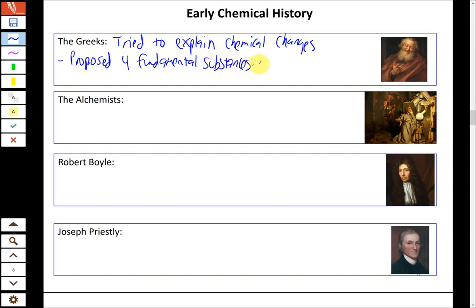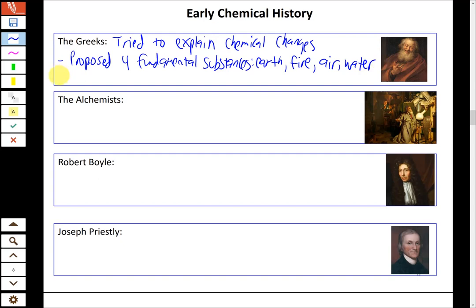So they were earth, fire, air, and water. This is very similar to Captain Planet. Does anybody know Captain Planet? Okay, one person. I always reveal how old I am when I say that. It was a popular cartoon back in the day where they had earth, fire, wind, water, and heart, I believe it was. They were a little bit more advanced than the Greeks. But anyway, the Greeks had 4 fundamental substances that they proposed: earth, fire, air, and water.